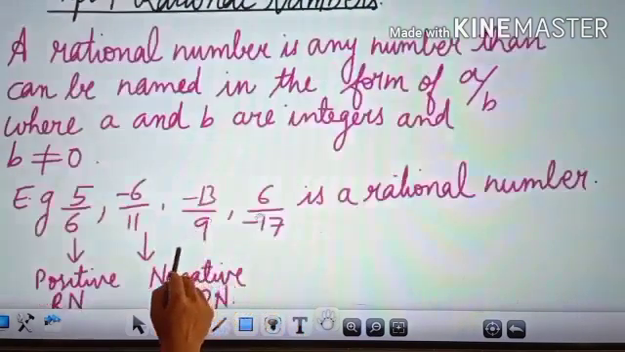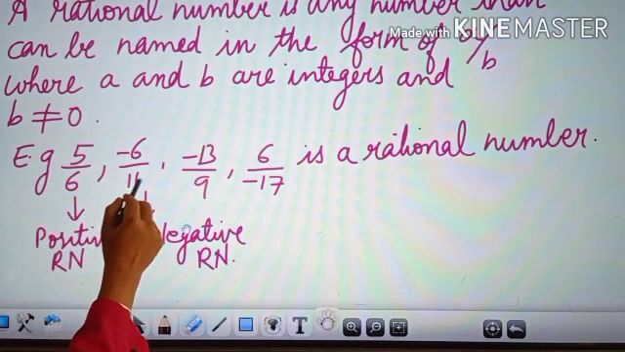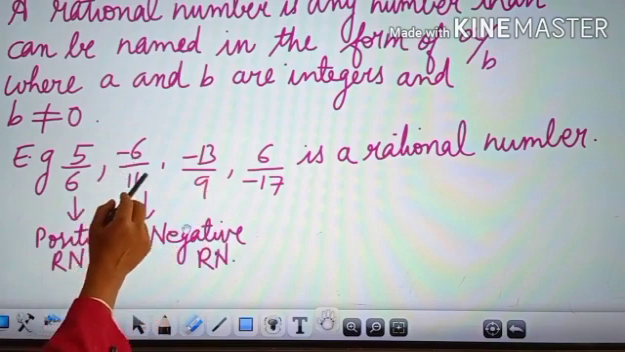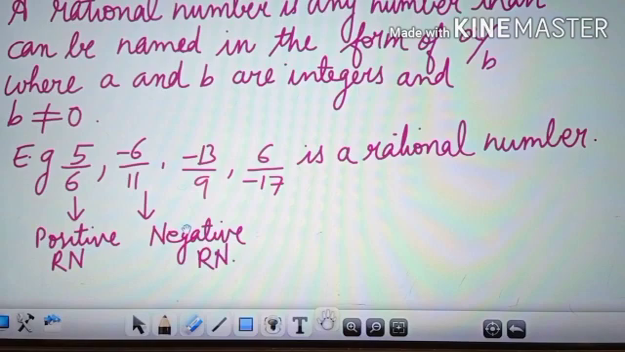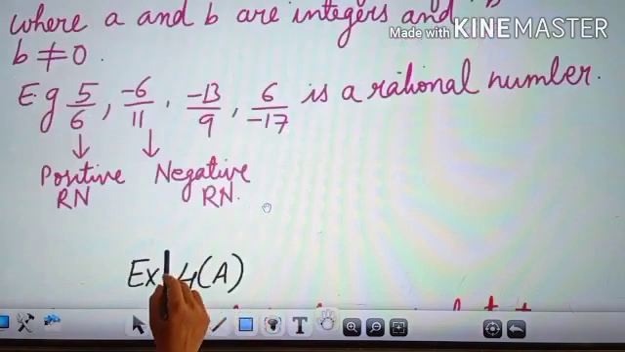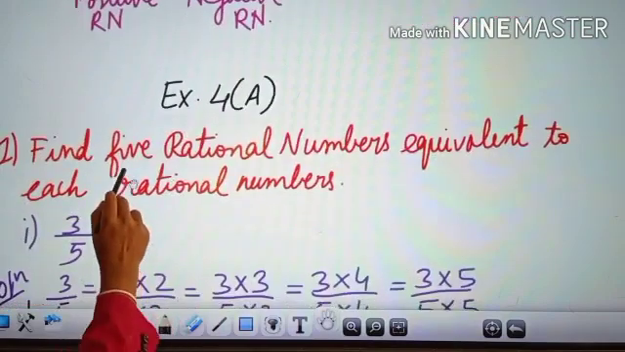Now you have to know the positive and negative rational numbers. When there is a positive sign, it is called a positive rational number, and when there is a negative sign, like minus 6 upon 11, minus 13 upon 9, 6 upon minus 17, they are called negative rational numbers. Now we will go to the exercise, children. I will teach you according to the exercise.